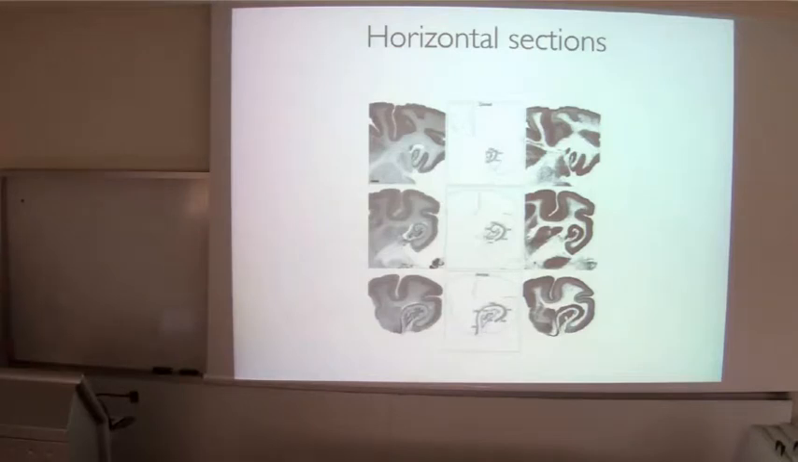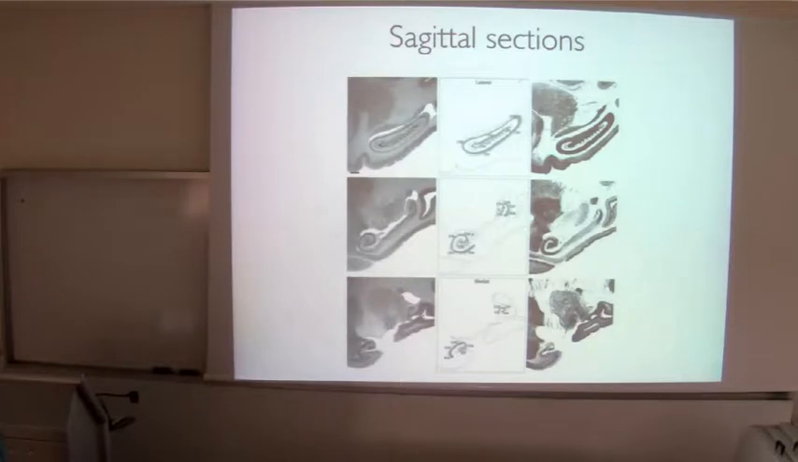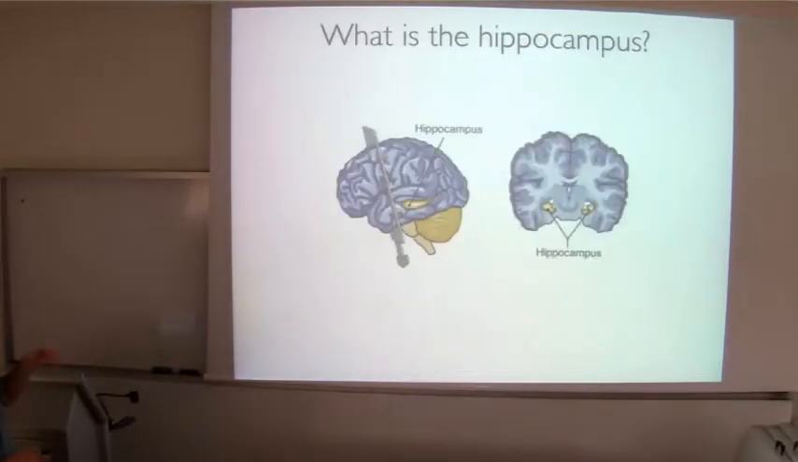Anyway, if you cut it horizontally, you will also get all the different parts of the hippocampus that we'll talk about later, but they will look different. And lastly, if you cut it sagittally, this is kind of strange because in humans and rodents it's different, but if you cut it sagittally, which means that you cut it this way, okay?